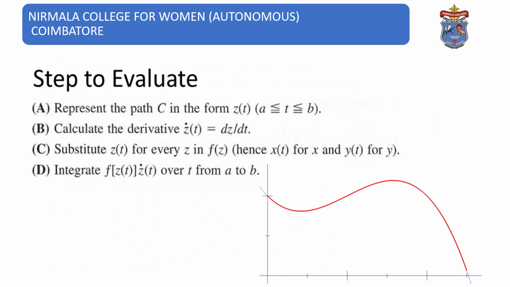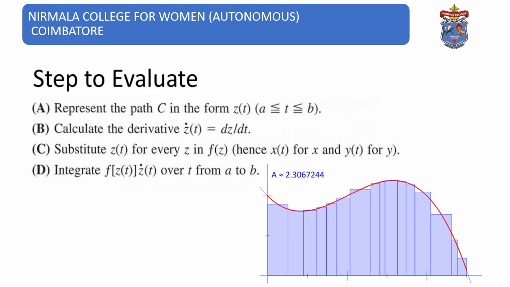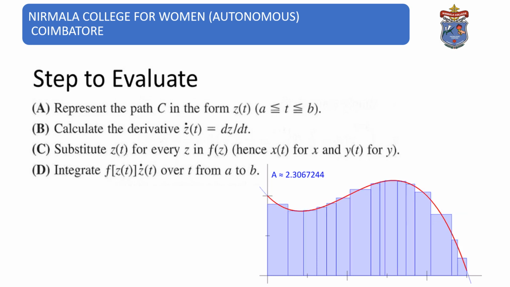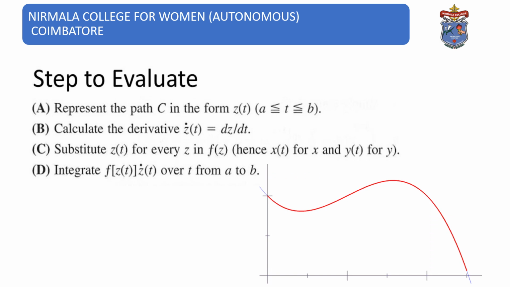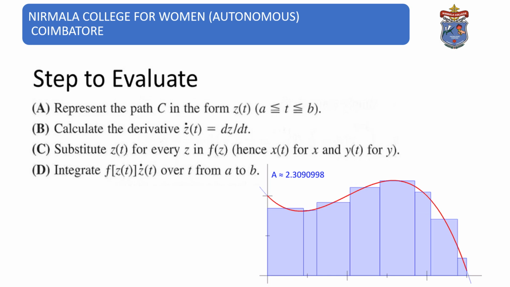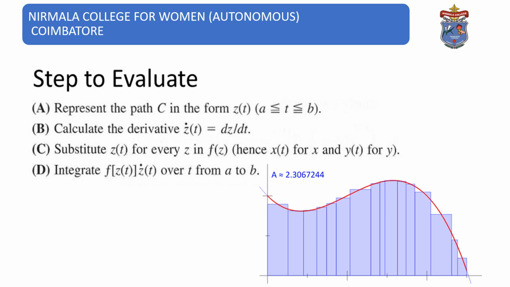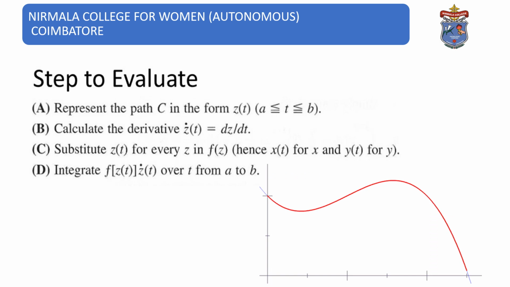Let us see the steps to evaluate the line integral. Step 1. Represent the path C in the form z of t. Step 2. Calculate the derivative dz by dt. Step 3. Substitute z of t for every z in f of z. Step 4. Integrate f of z of t, z dash of t over t from a to b.